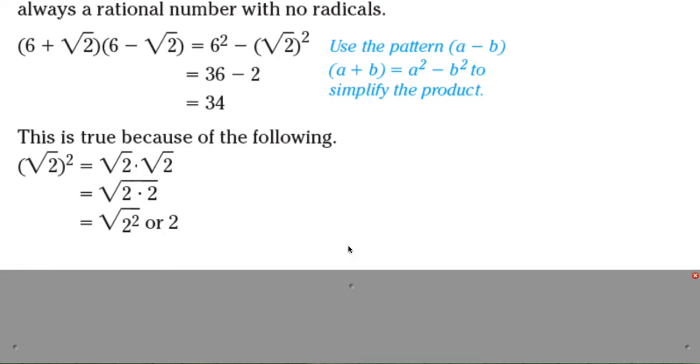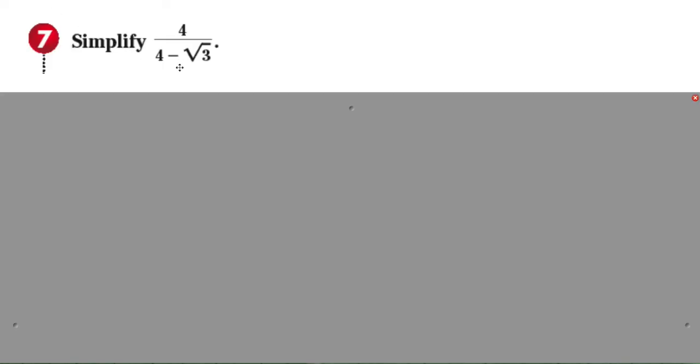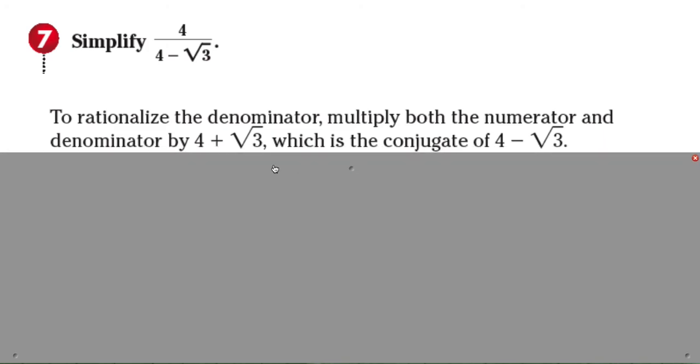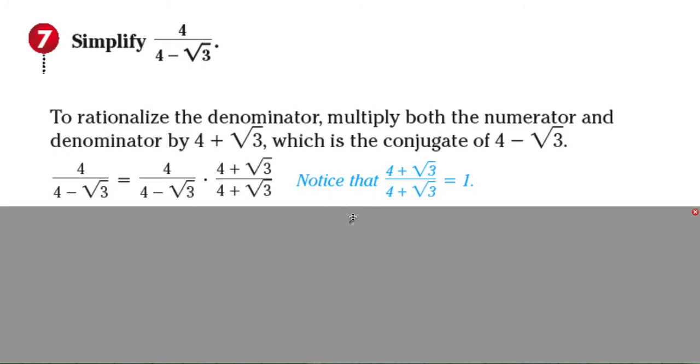Okay? Now, let's use conjugates to rationalize our denominator. So we want to simplify 4 over 4 minus radical 3. Okay? So again, to rationalize this denominator, multiply both the numerator and denominator by the conjugate of 4 minus radical 3, which is 4 plus radical 3. So if you multiply both of them by its conjugate, 4 plus radical 3, right here, we first copy the problem. And then we multiply 4 all over 4 minus radical 3 by 4 plus radical 3 all over 4 plus radical 3. Again, this is equal to 1.